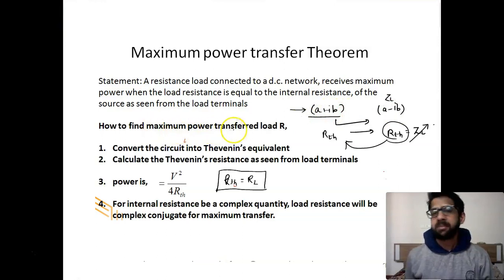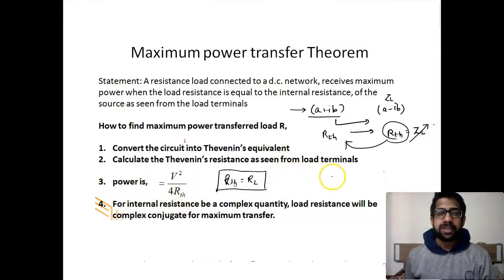How to find the maximum power transferred to R? Once you put the load resistance equal to internal resistance, it is very easy to find the power. The basic method recommended is to convert the circuit into Thevenin's equivalent, so that it is in the form of one single voltage source and only the resistances. So first thing is to convert the circuit into Thevenin's equivalent. Now we need the resistance value. To calculate the Thevenin's resistance as seen from the load terminals, we use Thevenin's method, and the power will then be given by V square divided by 4 RTH.